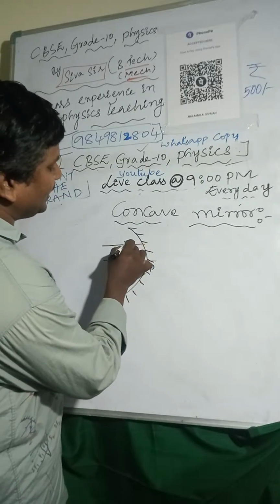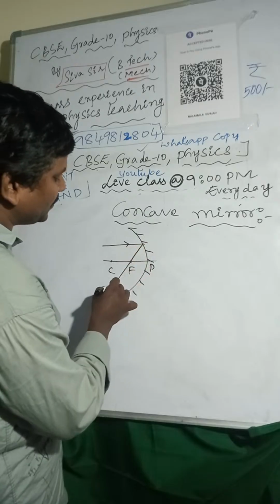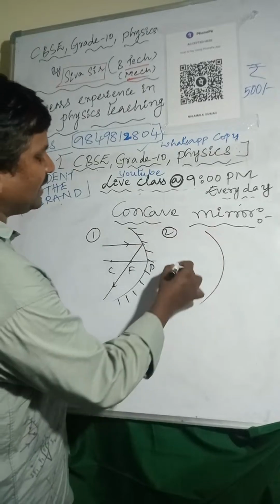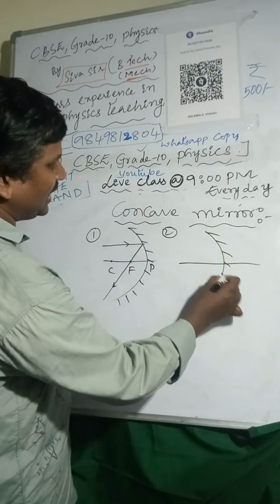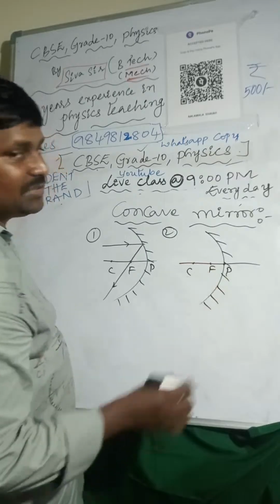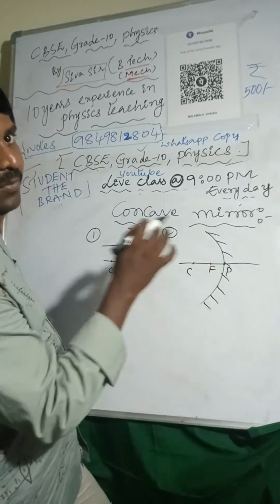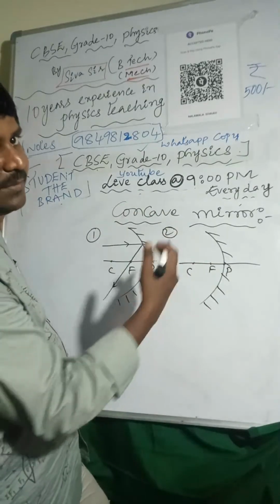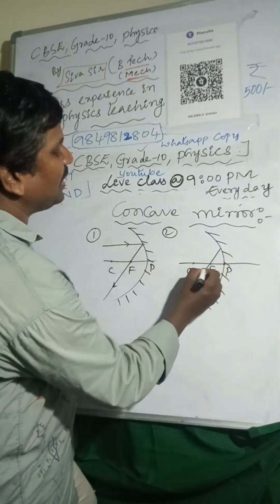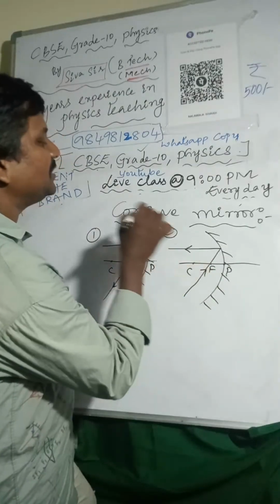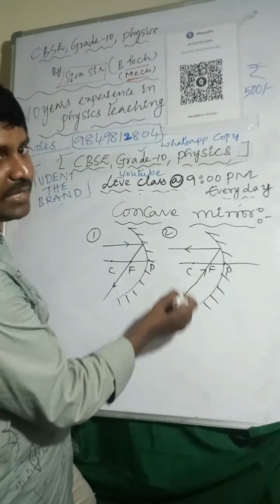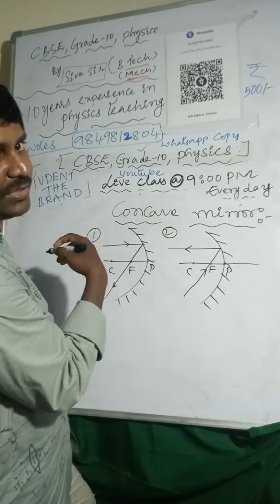One light ray I am taking like this. After reflection it passes through the focus. That is the first point. Coming to the second one: if the light ray is passing through the focus, after reflection it reaches infinity.